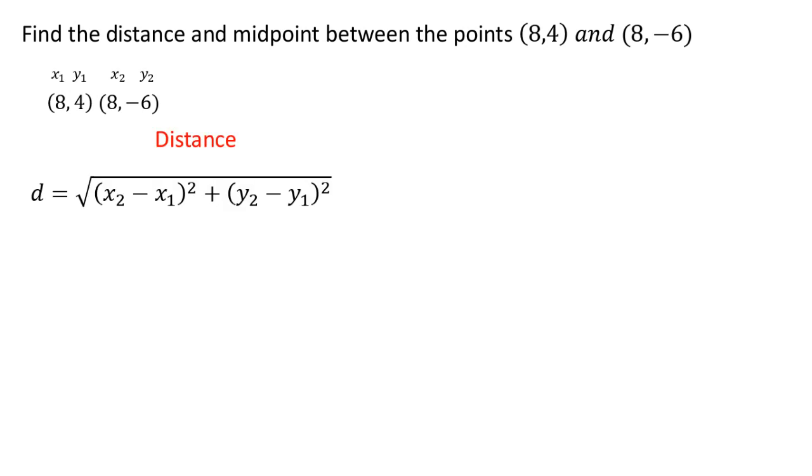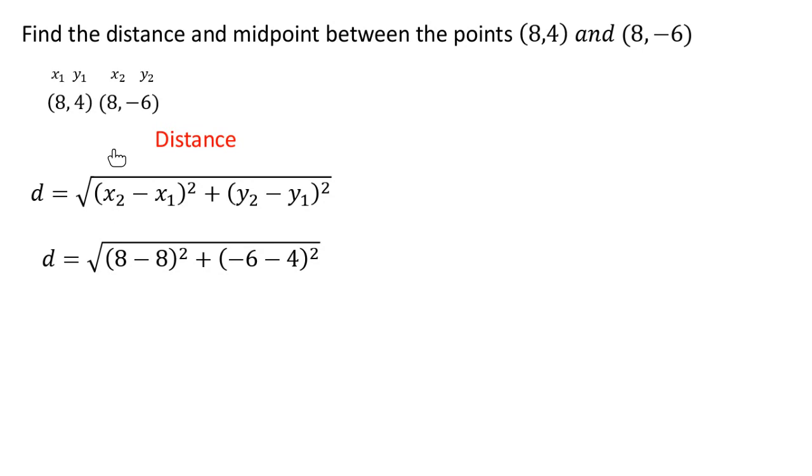To find the distance, this is the distance formula. Given 2 points, you take the x value of the second point minus the x value of the first point and square it, plus the y value of the second point minus the y value of the first point, squared, and then you take the square root of the whole thing. So let's start. We're labeling this point 1 and this point 2, and again, it doesn't matter which one you select to be point 1 or point 2, as long as you follow the formula.